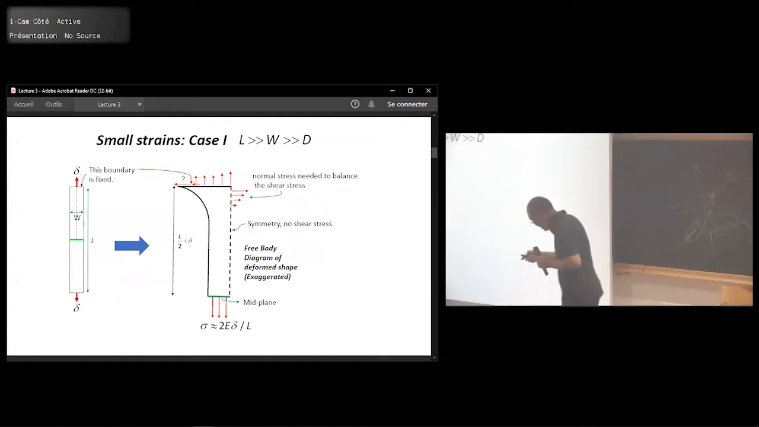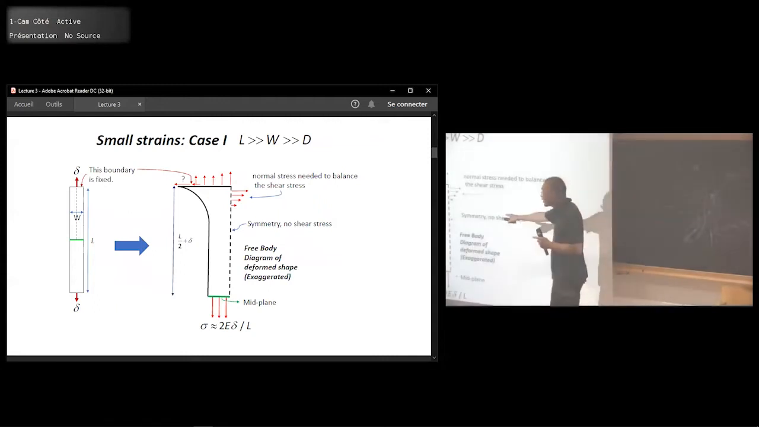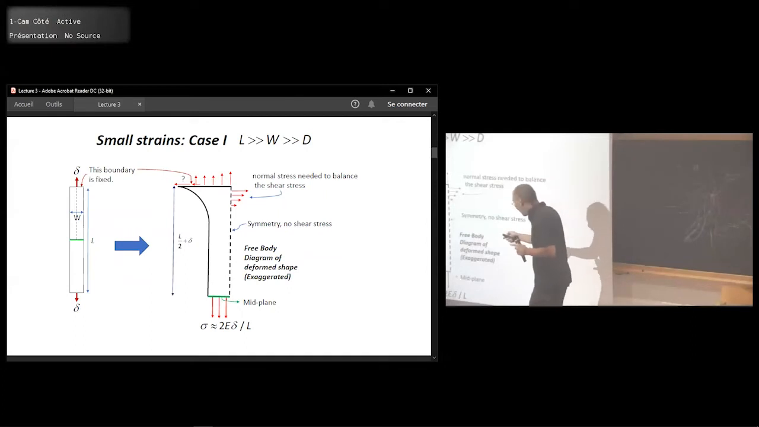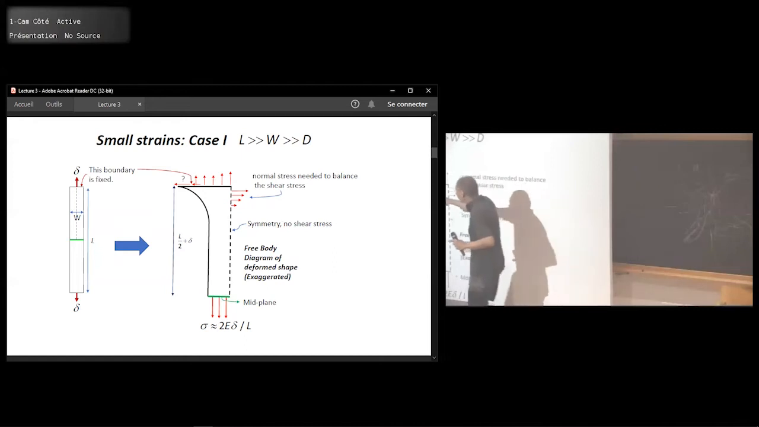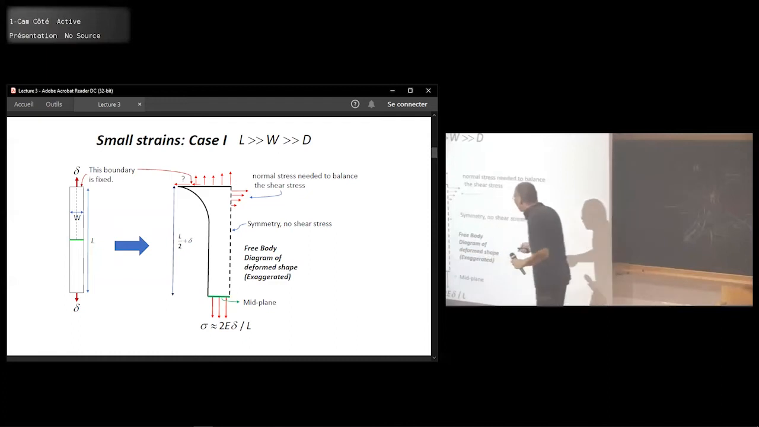So let's look at this. This is an exaggerated view of the actual deformation. If you do a calculation, you will find that because this edge is fixed, it cannot come in. So the material would like to come in here. It wants to shrink in the middle, so it will look something like this.